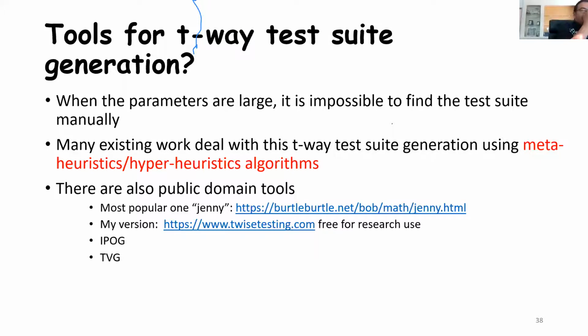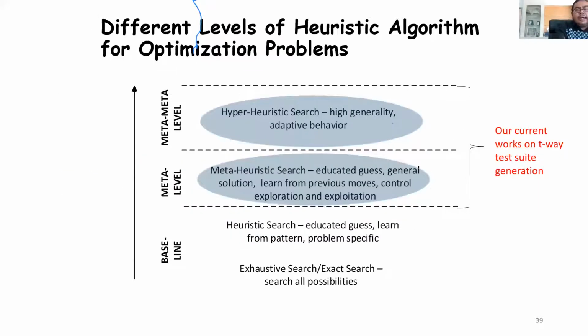You can find other tools also, where you can see how to use them to generate a T-way test suite. Because if you have 4 parameters or 5 parameters, you have so many possibilities. It is not possible to do by hand. You need a tool to do T-way testing, since generating tests by hand would take a lot of time. We've been working a lot on T-way testing using meta-heuristic or optimization algorithms, and also hyper-heuristic, for the past 10 or 15 years.